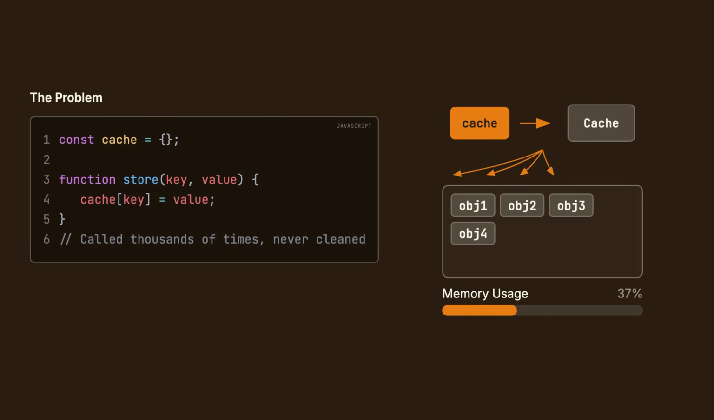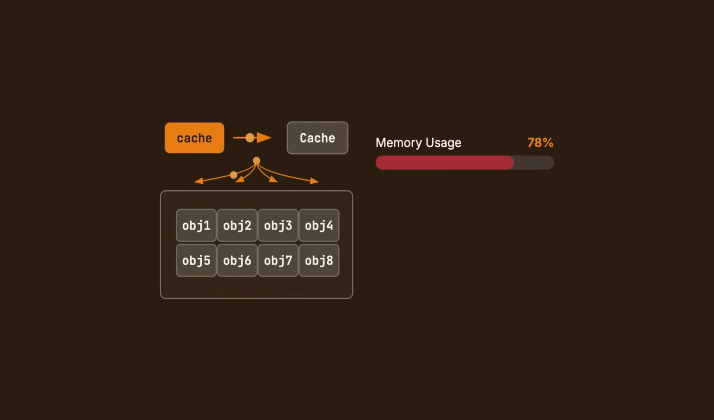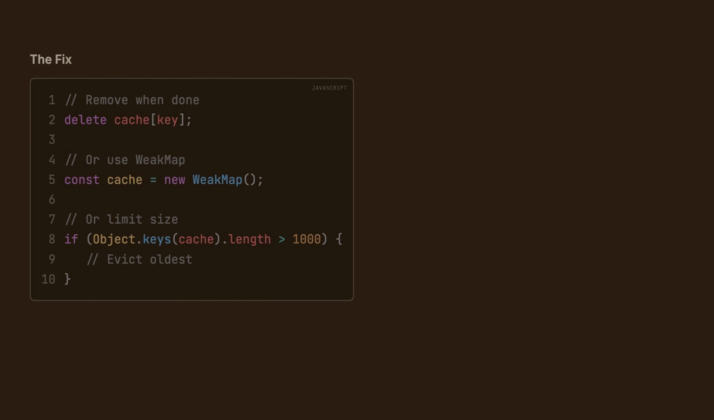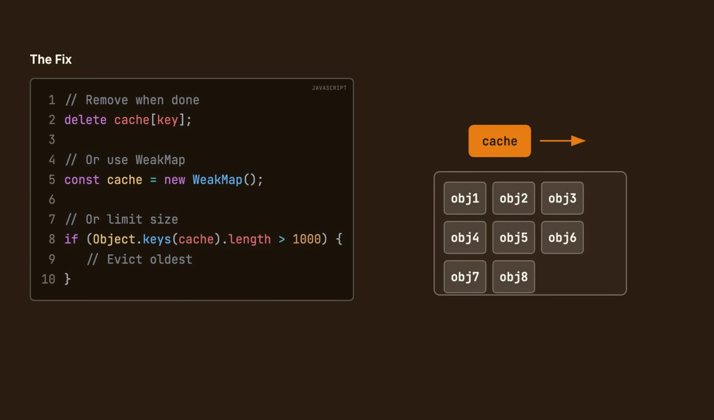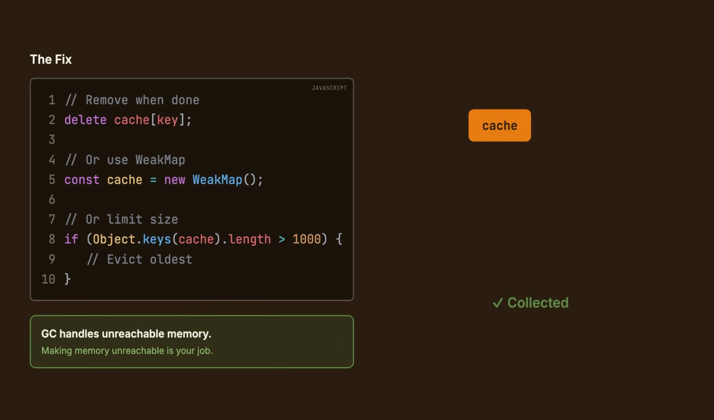This cache grows forever. Every stored object is reachable through the cache. The garbage collector sees active references. It can't help you. This is a memory leak. Objects you're done with but forgot to release. The fix is explicit cleanup. Remove references when done. Use structures like weak map that don't prevent collection. Set size limits. The garbage collector handles unreachable memory. Making memory unreachable is your job.